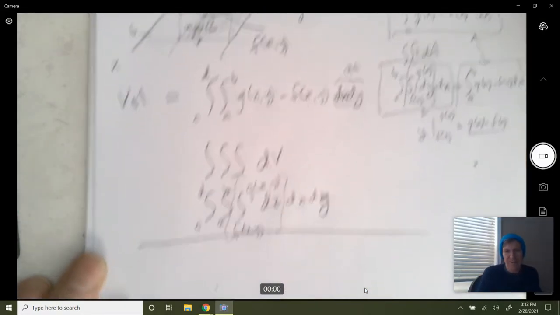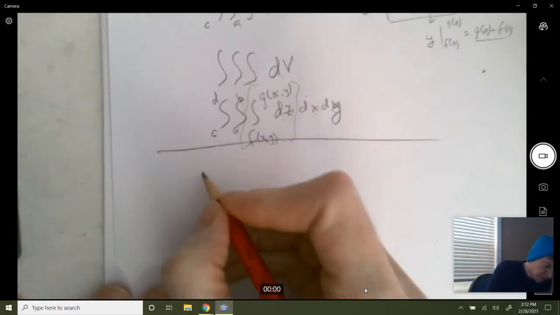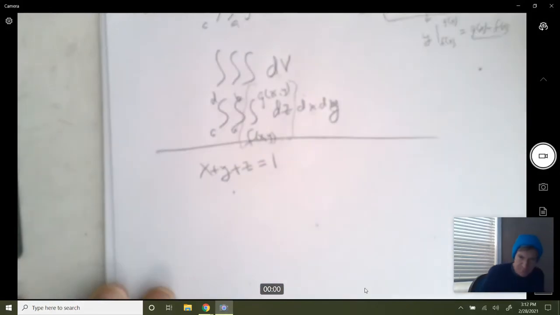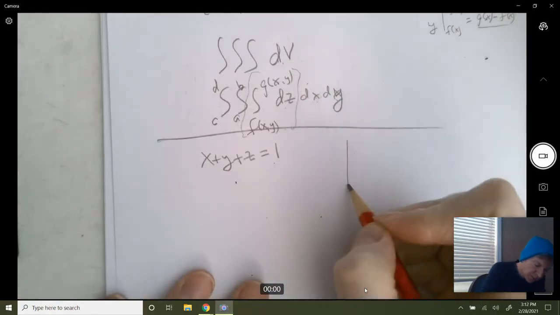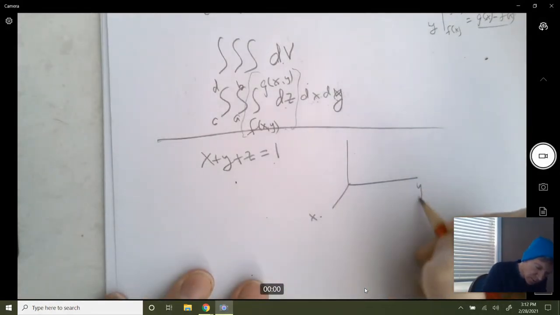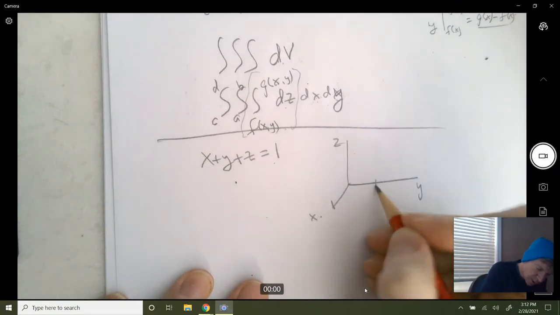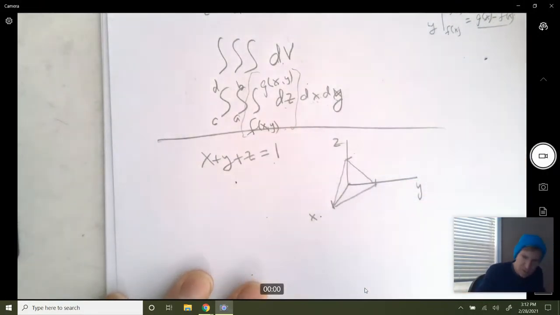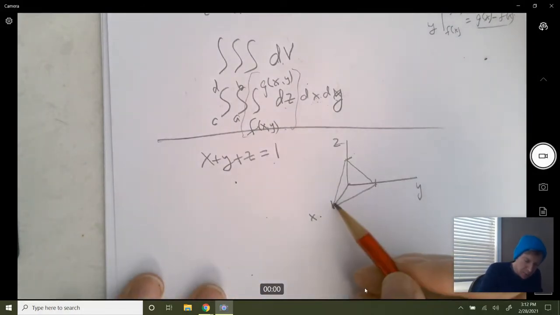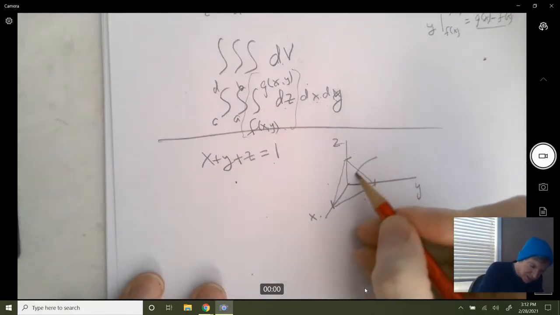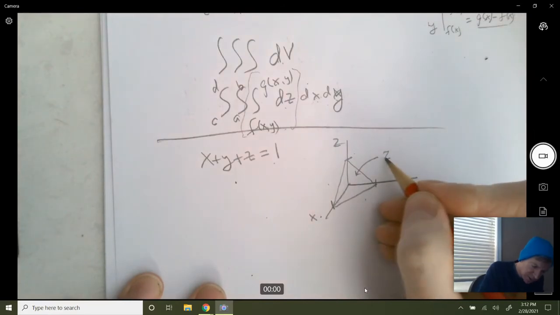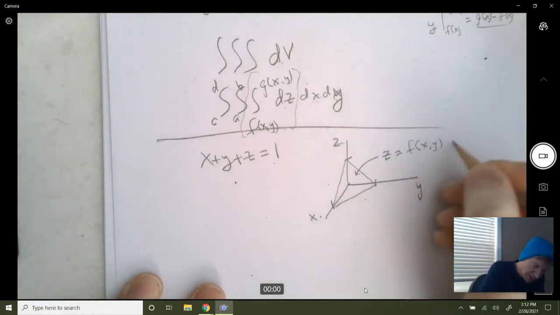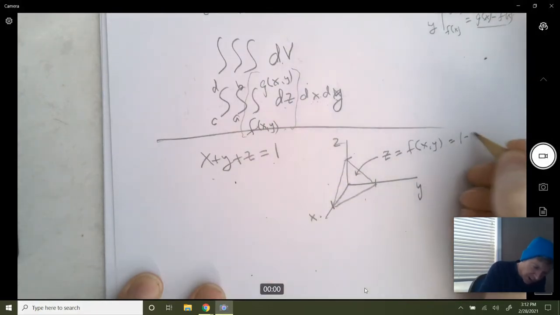So let's look at an example. Let's look at kind of the most simple example to find volume. Let's say we've got x plus y plus z equal to 1, and we know what this region looks like. We hit 1 on all three axes, and we're going to find the volume in the first octant bounded by the coordinate planes and this surface right here. And this surface would be z equals your function of x and y, equals 1 minus x minus y.